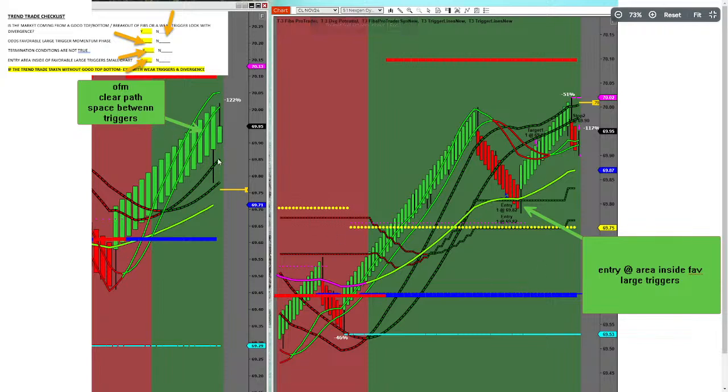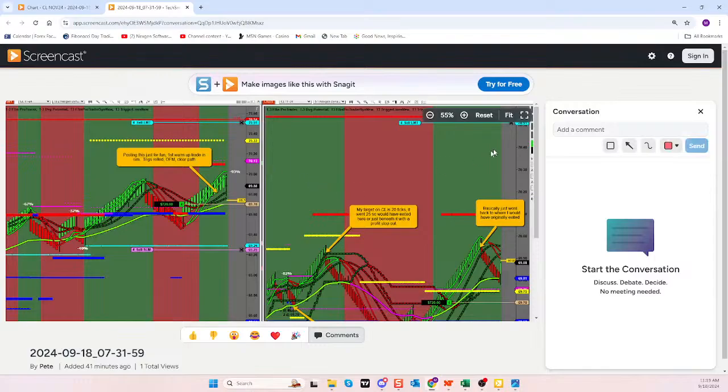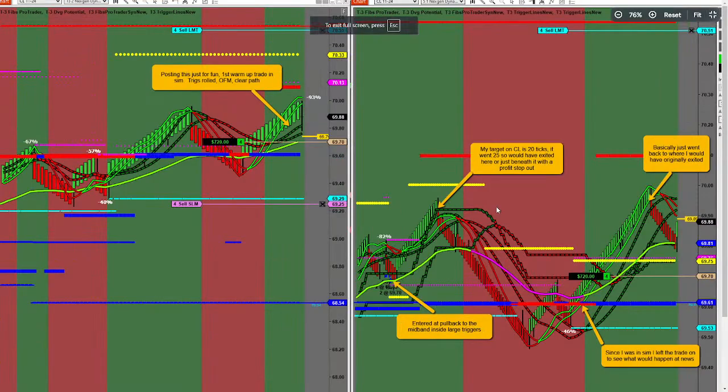Odds favorable, clear path, perfect entry. Arbitrary stop, gets hit. So there's 2 in a row, Joel. You're taking the golden goose and turning it into fried chicken. Beautiful trades, brother. Beautiful trades. Have a management plan, guys. Have a management plan.